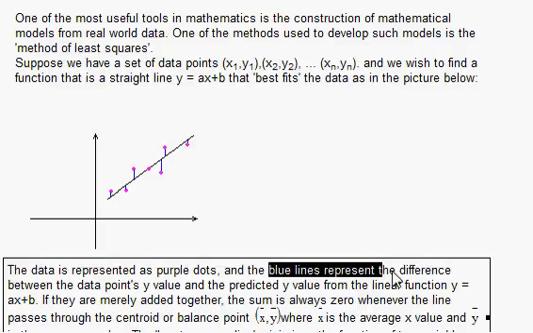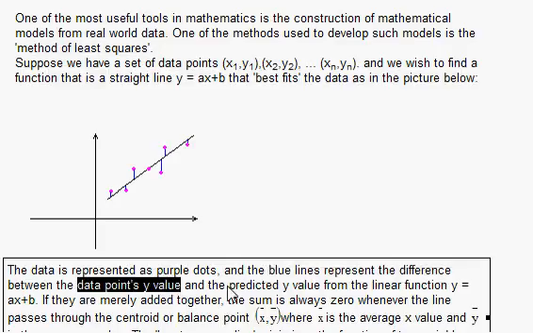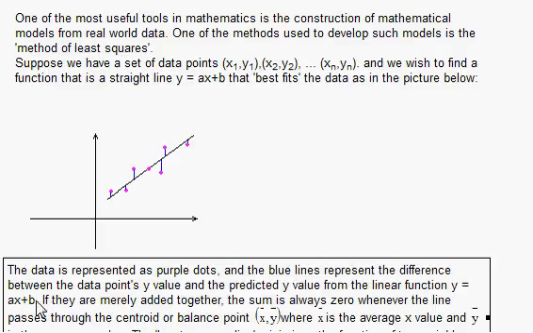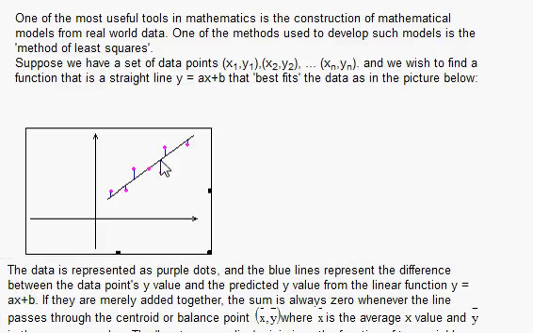The blue lines represent the difference between the data point's y value and the predicted y value from the linear function y equals ax plus b. So these blue lines are those differences. In other words, at this point, this would have been the predicted y by the line, but the actual data was here. Similarly, over here, this is the actual data, this is the predicted data right there on the line.